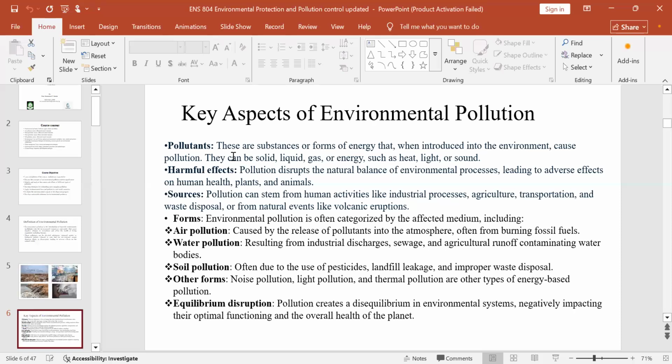Then the sources of pollution. Pollution can stem from human activities like industrial processes, agriculture, transportation, and waste disposal, or from natural events like volcanic eruptions. So those are the sources. When we say sources of pollution, what are the sources? Usually industrial processes, agriculture, transportation, waste disposal, either solid or liquid or gaseous, or from natural events like volcanic eruptions.